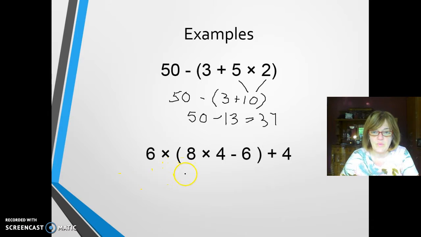Okay, second example I want to show you. We are going to do the parentheses first, right? Once we get rid of these parentheses, then we can go and look at the other two parts. First, inside of parentheses, we have multiplication, and this time we have subtraction. Do not do the subtraction first. That will give us a way wrong answer. First, we're going to go like this. So 8 times 4, 32. And we have a minus 6.